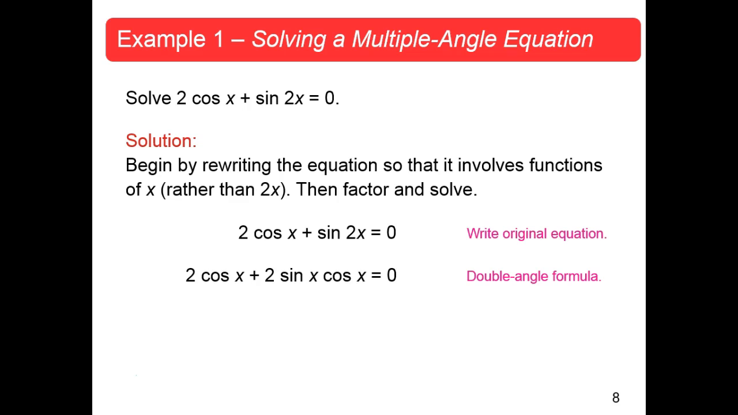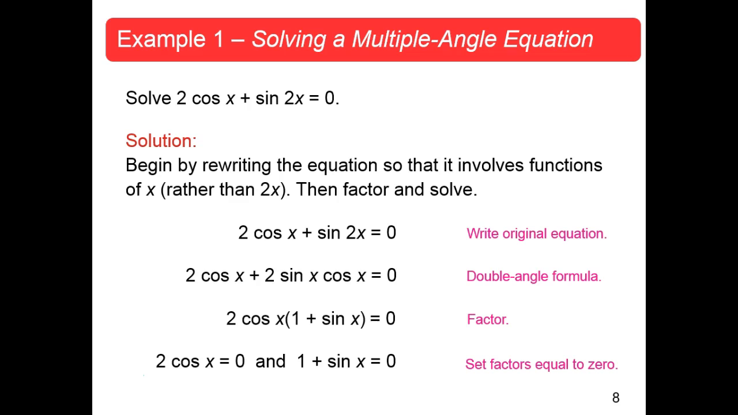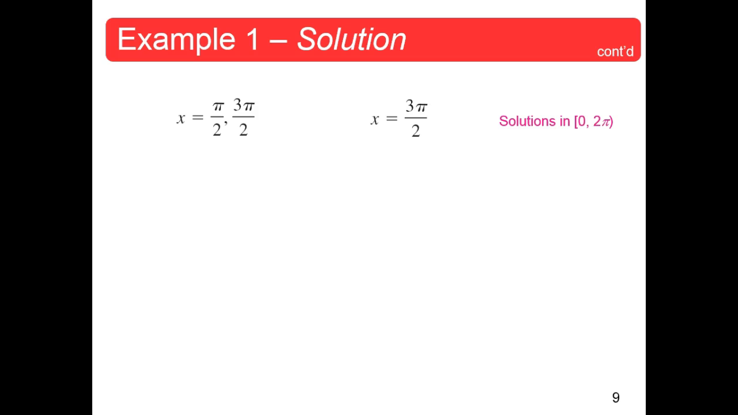That's what sine of 2x is. Okay? That's done. Then we can factor out a 2 cosine x, just like you did, leaving us a 1 plus sine x. And then we set each of those equal to 0, zero product principle. 2 cosine x equals 0, and 1 plus sine x equals 0.